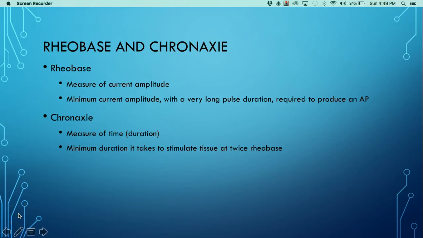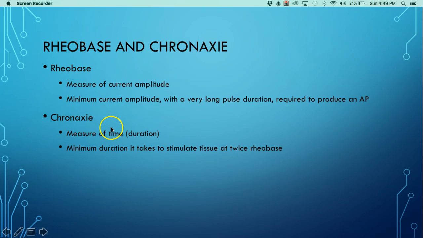Okay, welcome back. Now we're going to talk about exciting themes, rheobase and chronaxy. So rheobase is basically the measure of the current amplitude or intensity, the minimum current amplitude with a very long pulse duration required to produce an action potential.